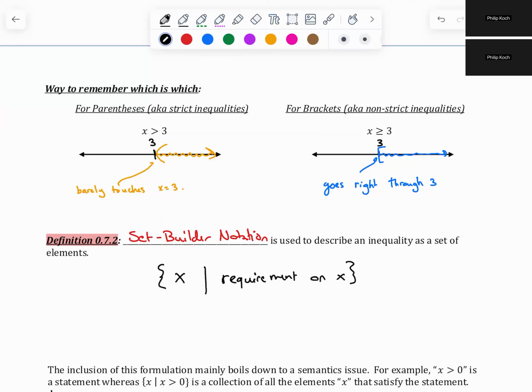So the way it's read is the set of all x such that the requirement is satisfied. And so I'll explain what everything means. Second, let's write that down. That is set builder notation.